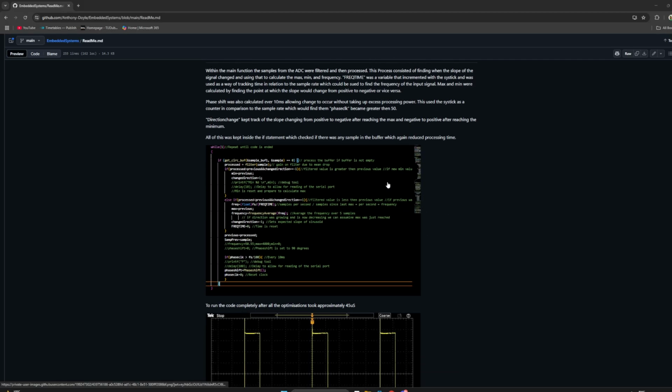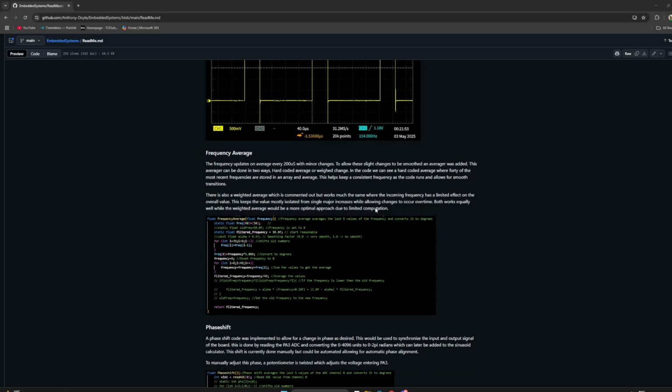The main code had 3 main parts. So this was where the samples were gotten from a buffer and filtered and then used to be able to calculate the frequency, the max and mins of a signal put in. There was also the frequency averager, which got the average frequency over time, which allowed for less fluctuations, as well as a phase shift function, which allowed us to calculate the phase shift to go into a sine wave to be able to adjust its phase.